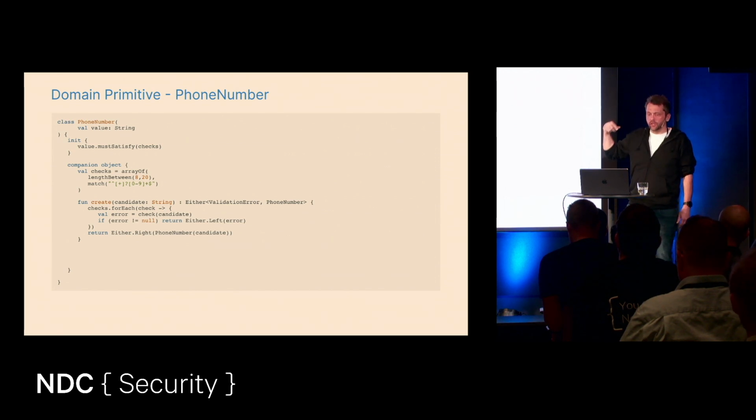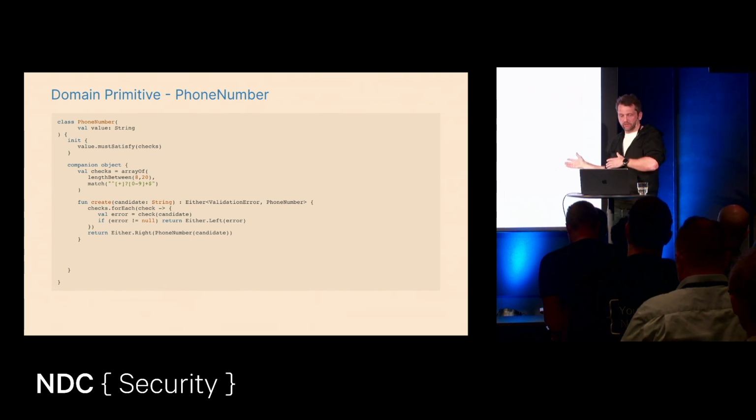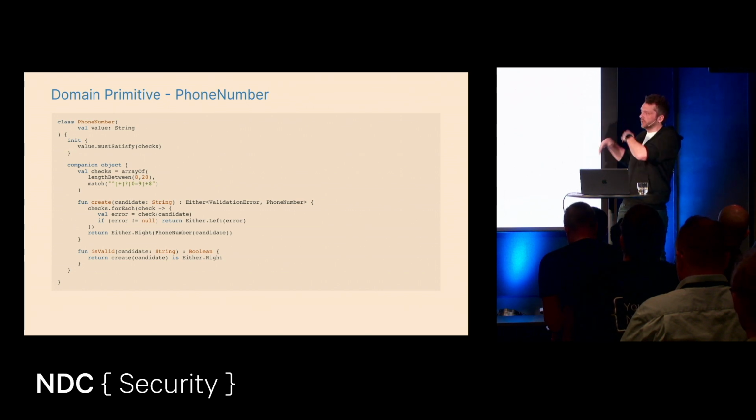We can try to instantiate this object, and we either get a validation error or we get a phone number back. Then we can act on that. We can also have the isValid function that we had earlier; we just check that it returned a right. An either is an object that has either a left or a right. It never has both a validation error and a phone number. It has one or the other. So that's taking it one step further.